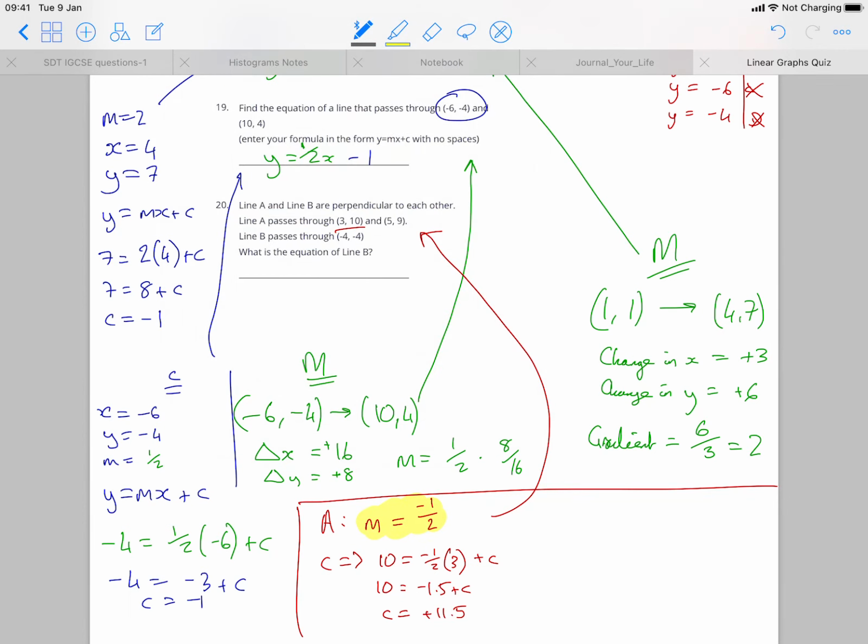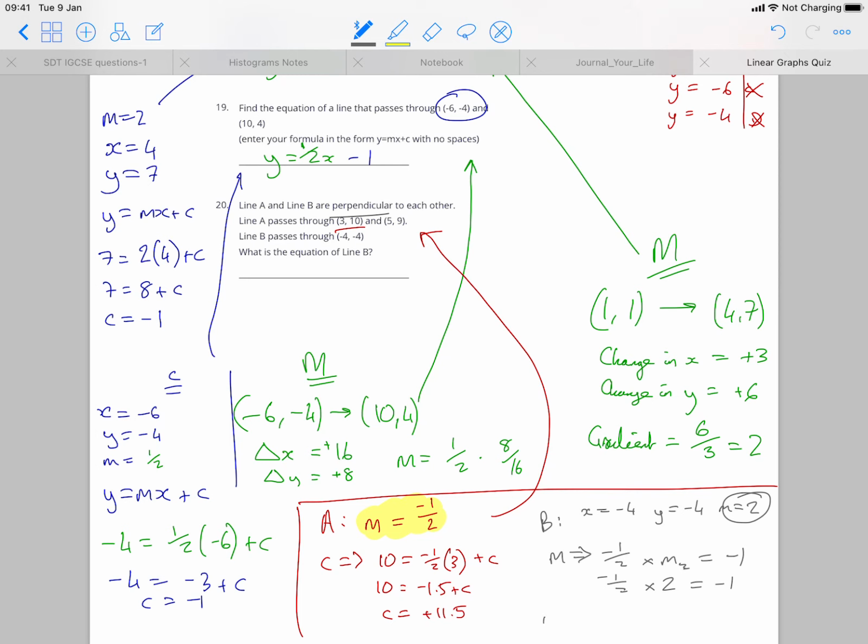We do the second equation. It says x is negative 4 and y is negative 4, and we need to know the gradient. It tells us they are perpendicular. So we're going to find m. We know the gradient of this one is negative a half. We need to multiply it by something to get negative 1. So negative times a positive is a negative. A half times 2. So the gradient is 2.